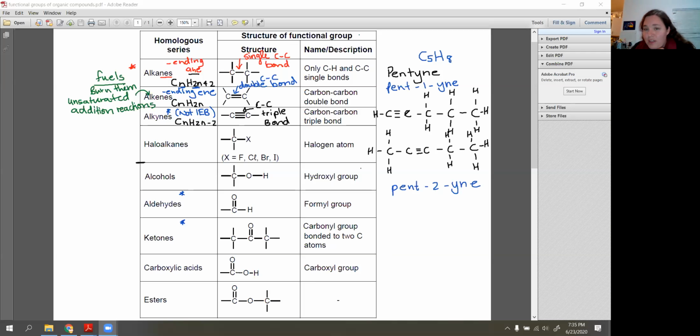Where the triple bond is over there, you've only got one hydrogen there and none on this carbon. And here, in fact, you lose from both of the carbons, so you don't have any. Both of those have got the molecular formula C5H8. All right.